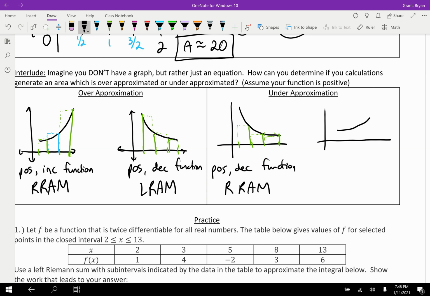Probably finish up this last one. So this is going to be an increasing function over here. And since we're in the under approximation category and we already used RRAM, then we should probably use an LRAM over here. This is a positive increasing function, of course. And so if we tackle this one, let's see, left rectangle should go here. There we go. That's looking pretty good. I think if we find the area of those three rectangles, we will certainly under approximate.